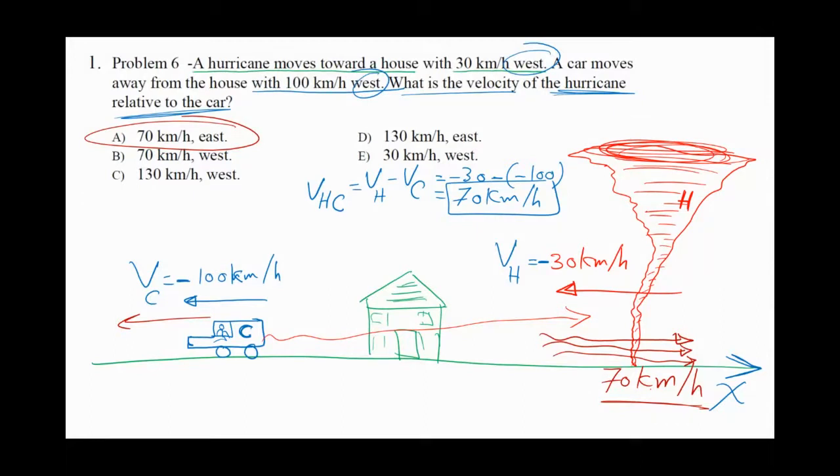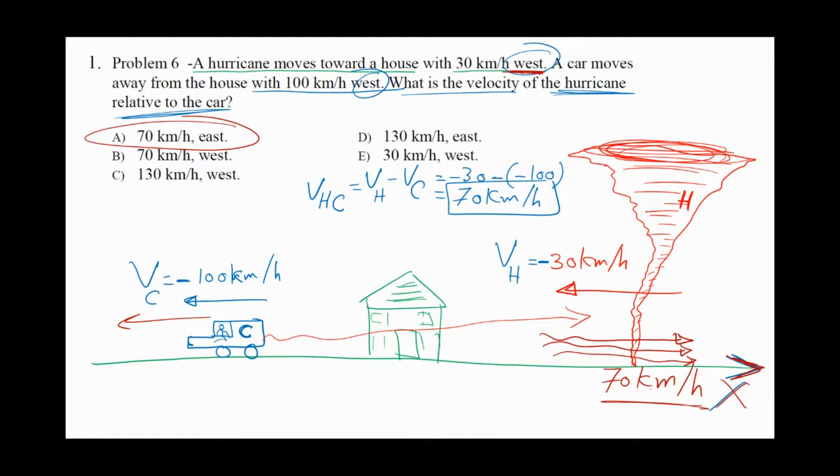Doctor, I have a question. Why is VH negative, not positive? Because he said here west, and I used the positive sense to be my X direction. This is my positive sense, which is generally right. I said positive to the right, negative to the left. That's what I did.